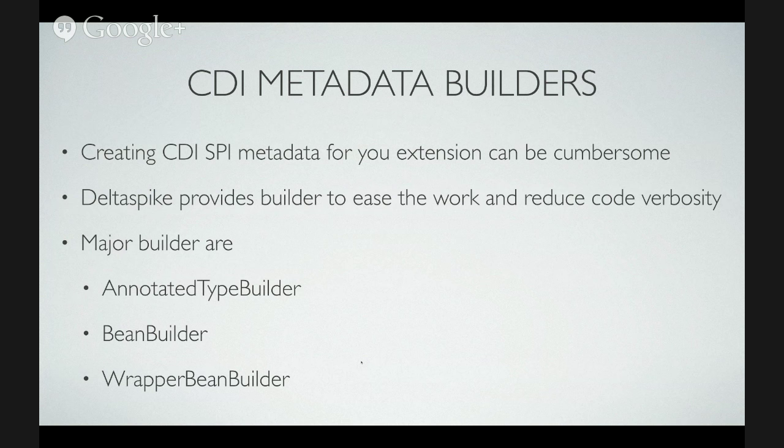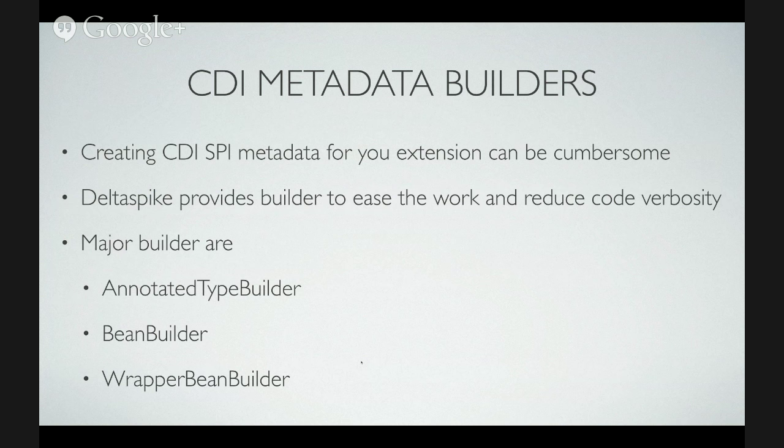So the major builders are the annotated type builder, the bean builder, or I also gave the example of the wrapper bean builder that takes an existing bean and creates a new bean from this bean, duplicating its features, but allowing you to override its features. So at the end, we will have two beans, the original one and a new one with the properties of the first one, plus all the things you change in those properties.